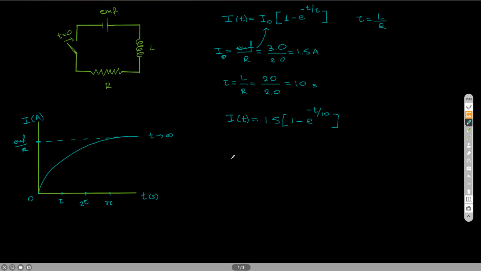And if you say, okay, let's say I do wait for 10 seconds. So what is the current when t equals 10 seconds? Then it will be 1.5 times 1 minus e to the minus 1, and this will give me 0.95 amperes. Okay, so if you wait for 1 time constant, you're at roughly 2/3 of the maximum current. So right here, this is about 2/3 of the EMF over R.